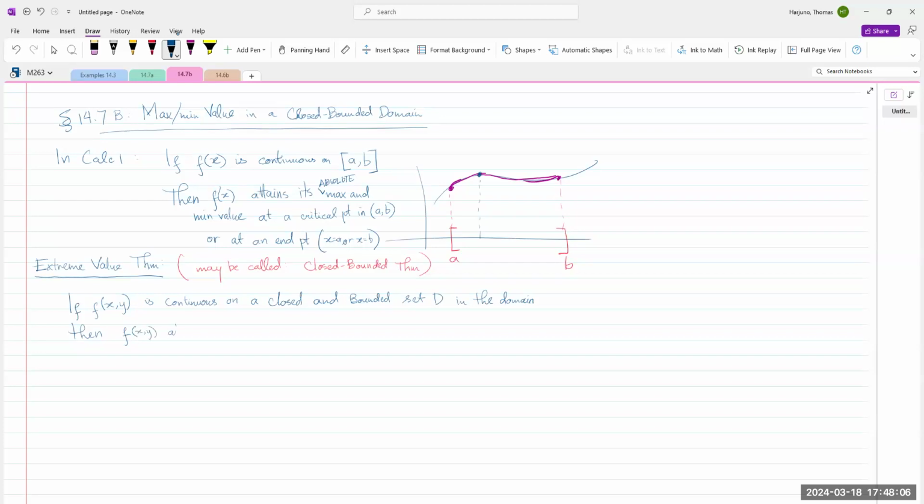f(x, y) attains its absolute maximum or minimum. Let me rewrite it. Its absolute max and minimum at (x naught, y naught), which is in the domain, and this (x naught, y naught) is either a critical number or critical point, or on the boundary.